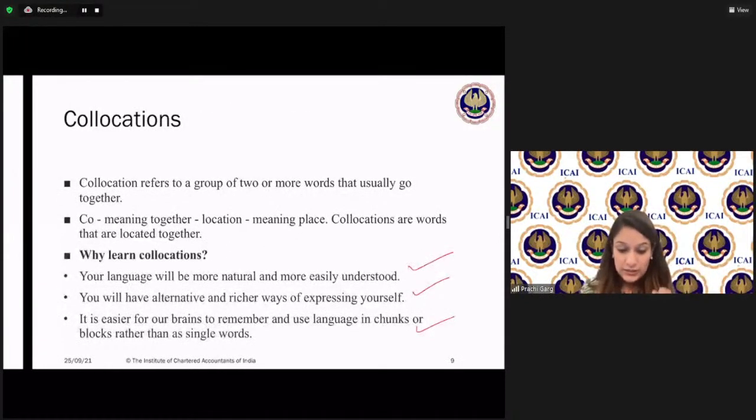All right. So I just said that it's easier for us also to remember the language in chunks and blocks rather than single words. So if you know that you have to make your bed, this collocation altogether is very easy to remember also. And it comes naturally to you every day because it's used every day.